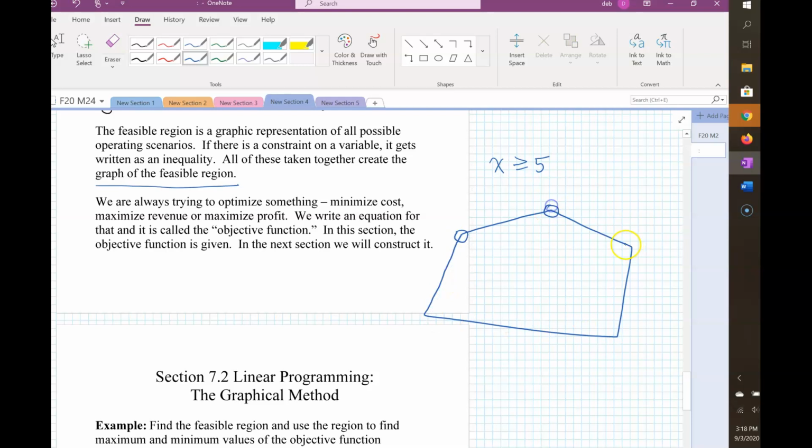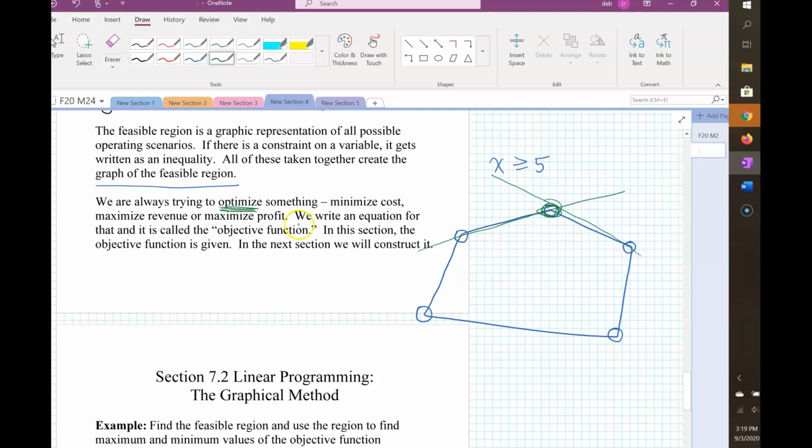And each of these points where two lines meet is called a corner point. And we're going to find those points because they're going to be the points of intersection of lines. So then we're going to be trying to optimize something. In business scenarios, it's either profit, revenue, or cost. If we're looking at cost, we want to minimize cost. If we're looking at revenue or profit, we want to maximize those. But the process for finding a maximum, finding a minimum is exactly the same.